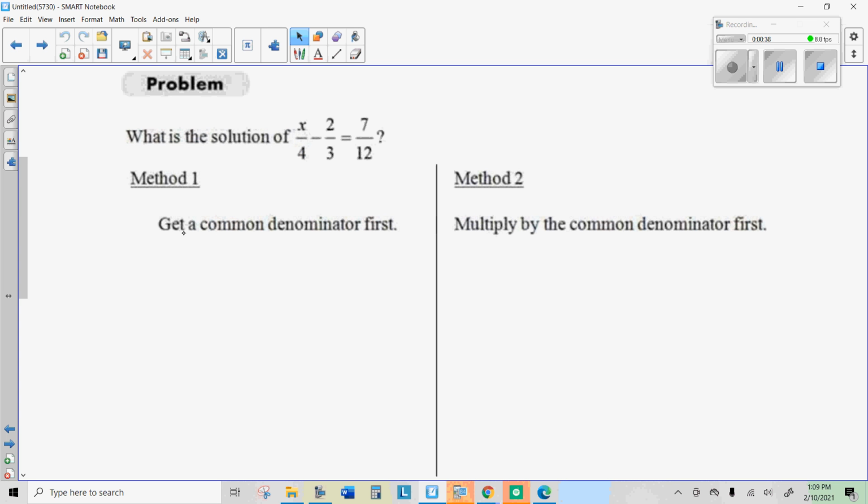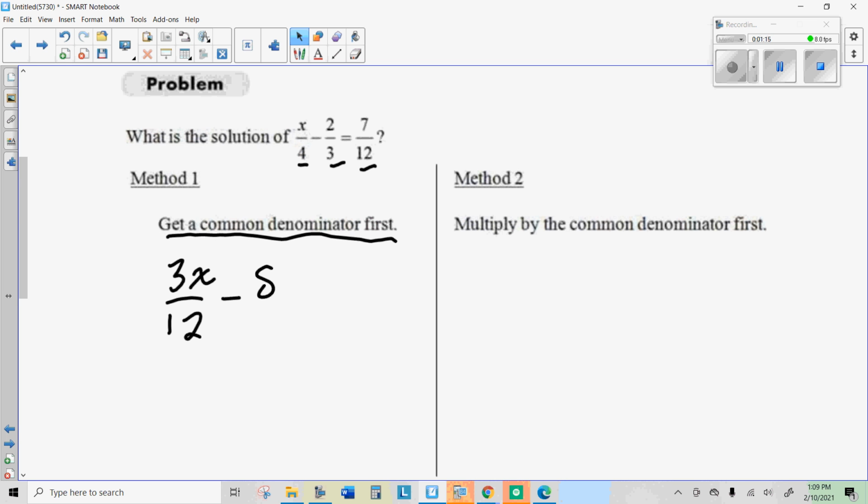One way is you could just get a common denominator first and rewrite everything with that same denominator, and a lot of the issues you're going to have would go away at that point. So you would look at the 4, the 3, and the 12, and you would find the lowest common multiple of those, which is 12. And then you would just rewrite everything using 12 as a denominator. So instead of x over 4, we would put 3x over 12, because 3/12 simplifies to 1 over 4.